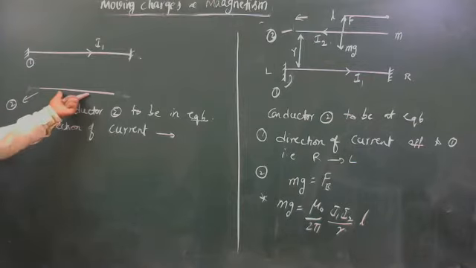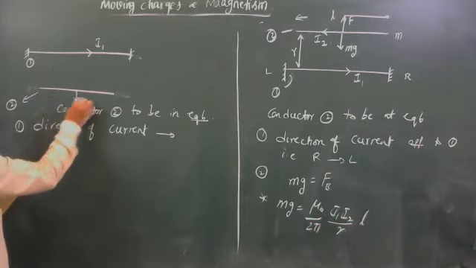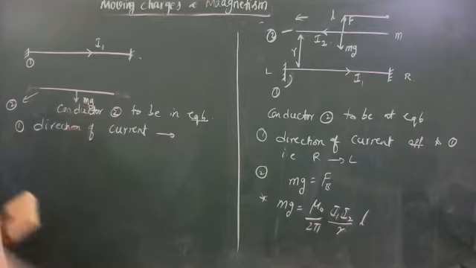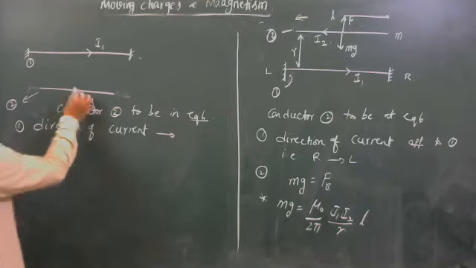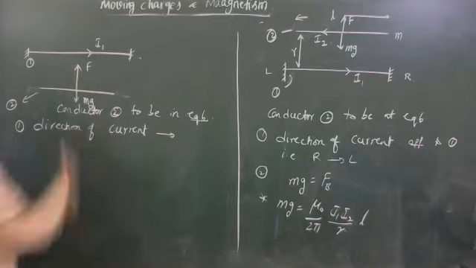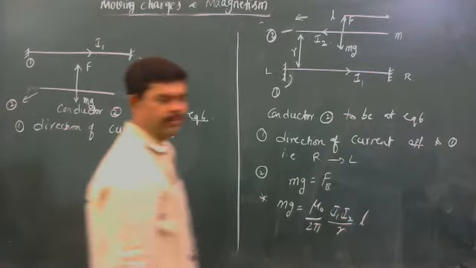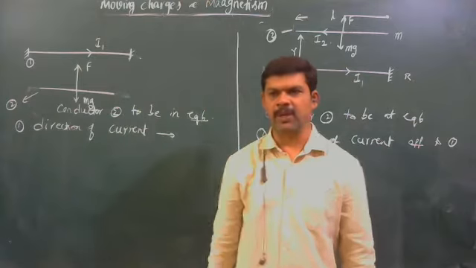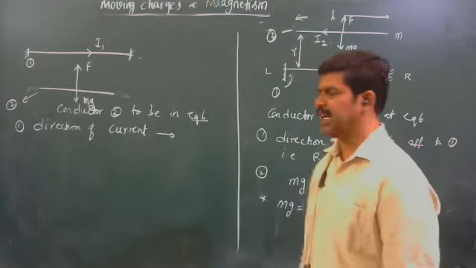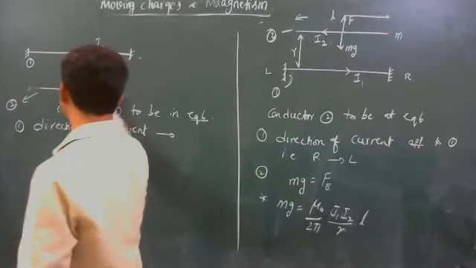Here, below this, its weight acts downward. So it needs to undergo attraction. Yes or no? To have an attraction, what should be the direction of current here? Same direction. To undergo attraction, the current should be in the same direction as I1.